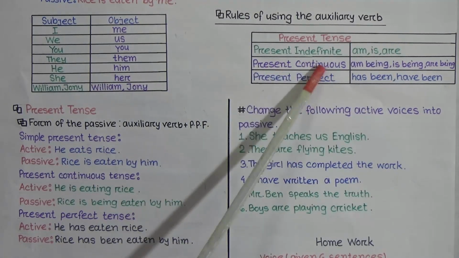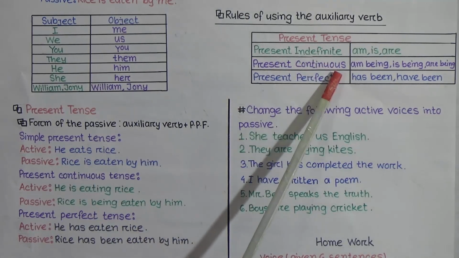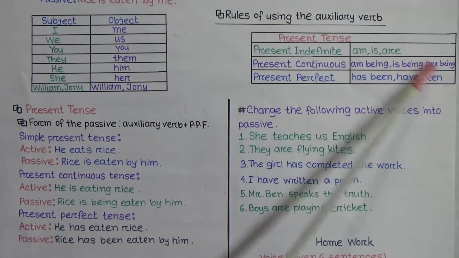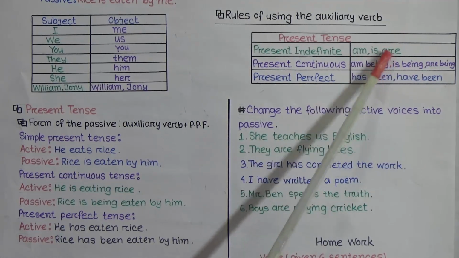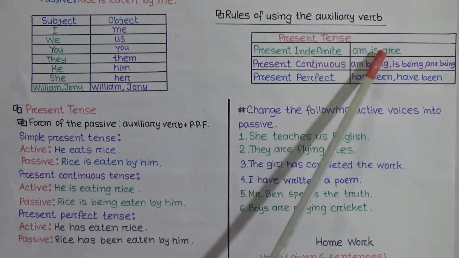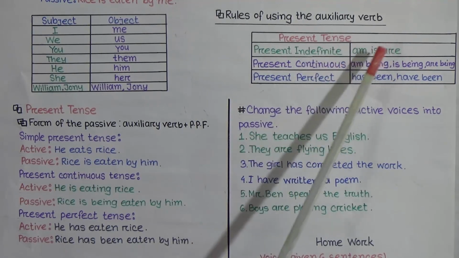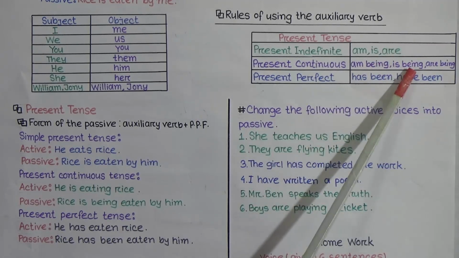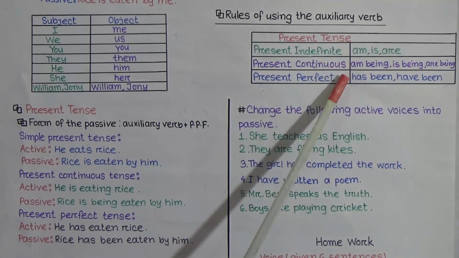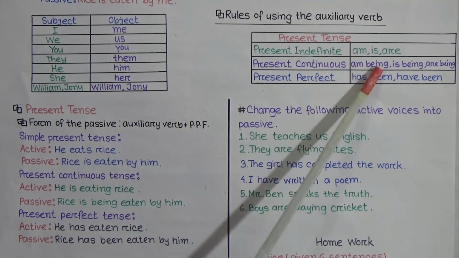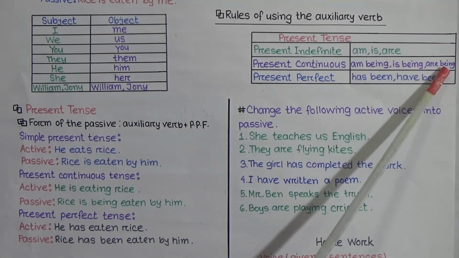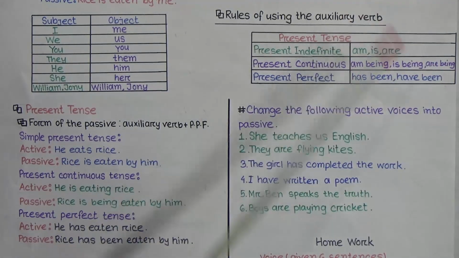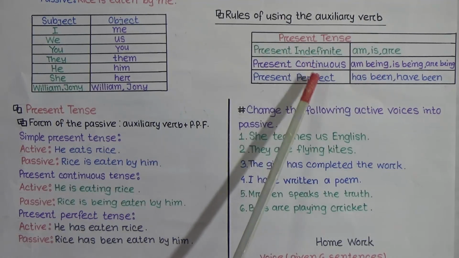Okay, next present continuous tense. For present continuous tense, we have to use am being, is being, are being. We have to add "being." For present indefinite, we use am, is, are, and for present continuous tense, after am, is, are, we have to add "being." Am being, is being, are being. So, I am being, he is being, they are being, or we are being. Like this, we have to choose the verb according to the tense.